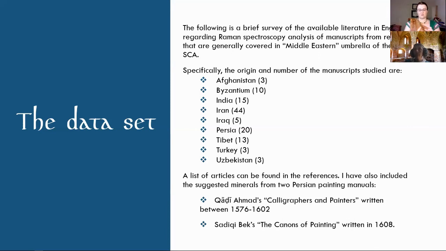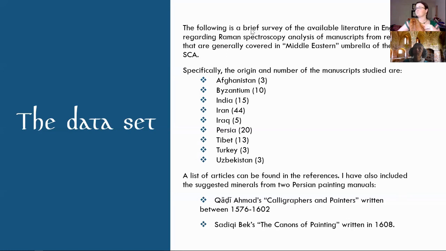Both of these are actually indexes to larger works, but Sadiqi Bek's Canons of Painting is one of those things that's only been printed in the Houghton Chamonix, and it's very difficult to find copies of that book. I was lucky that there are two in Houston and was able to get copies of that. So if anybody's interested in those painting manuals, please message me, and I will send that information over to you.